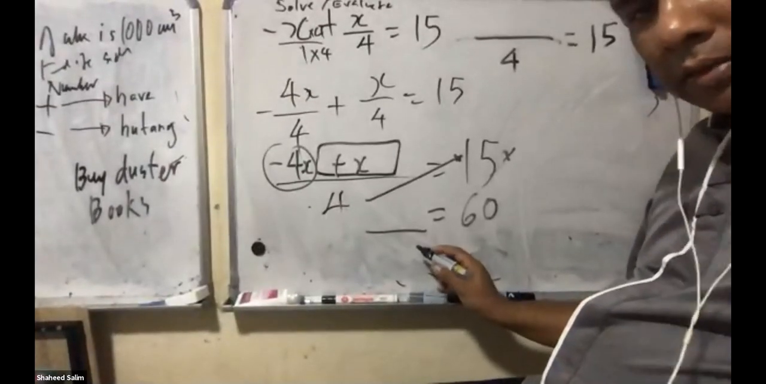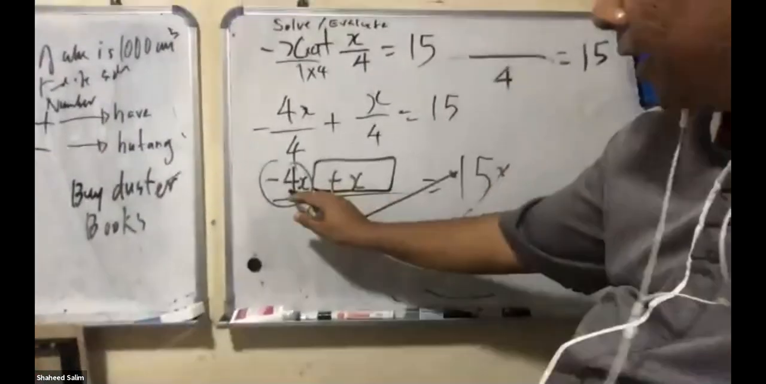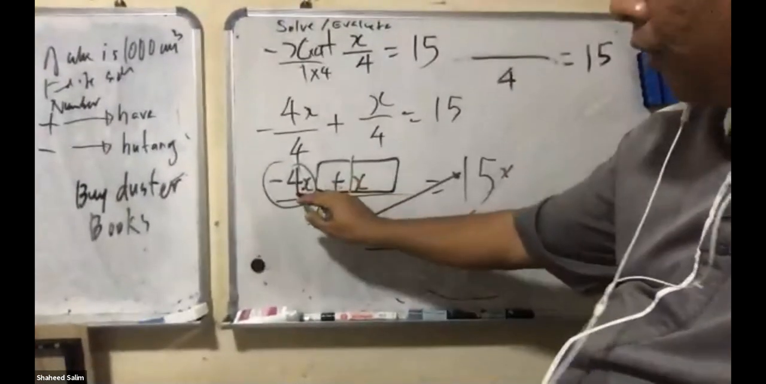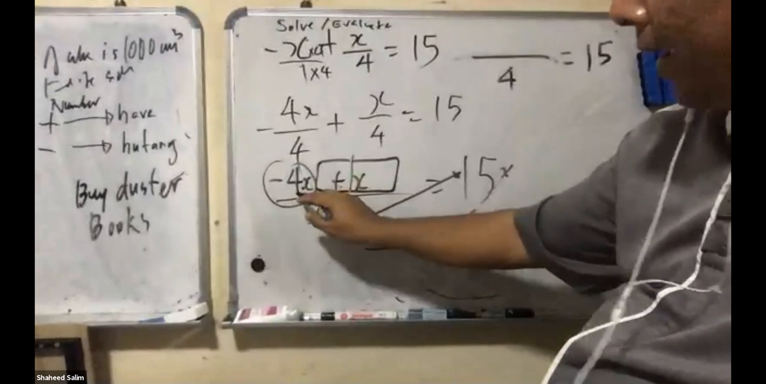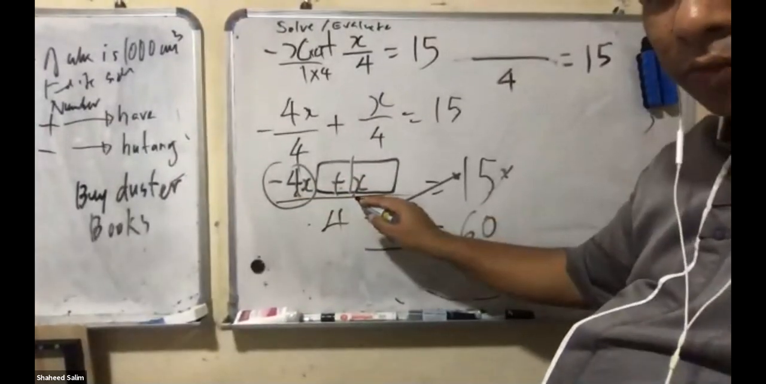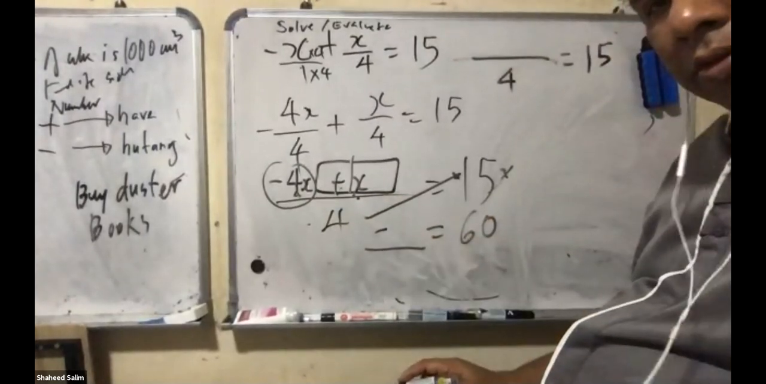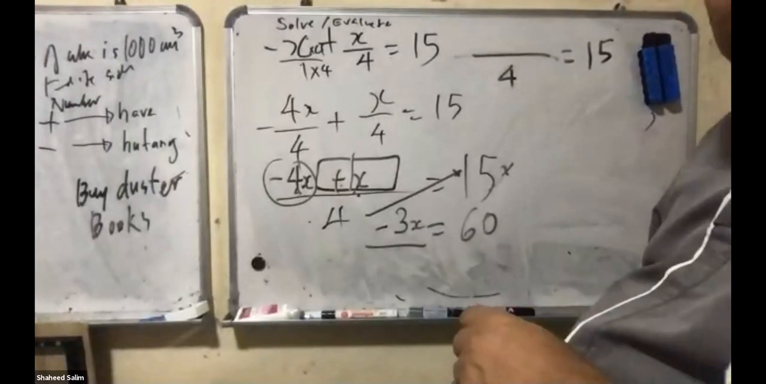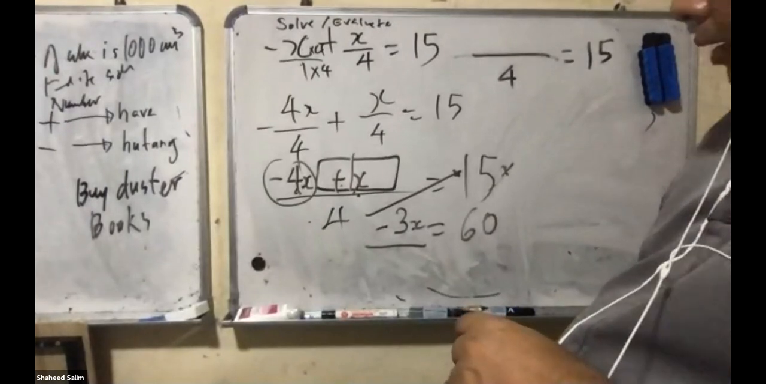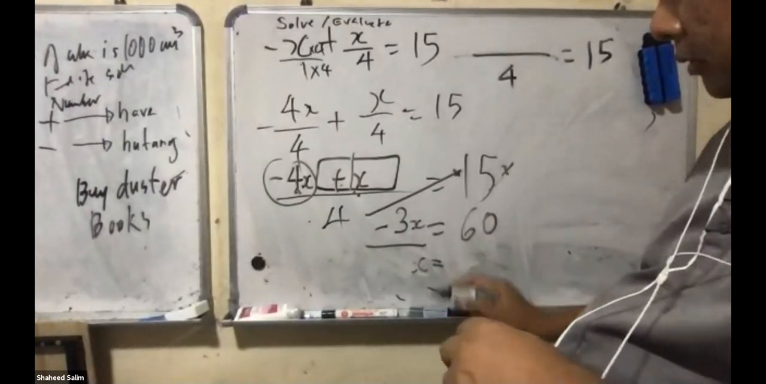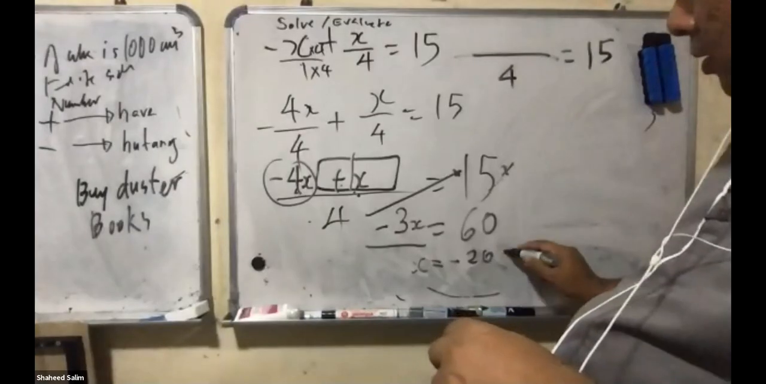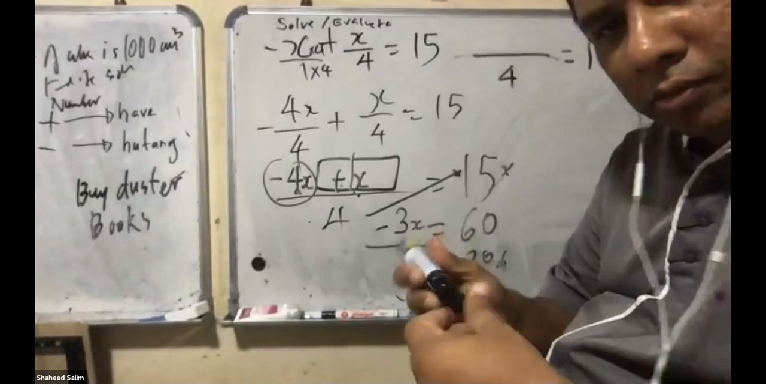X. But you see, minus 4x plus x. You owe 4x, you have 1x. What's your balance? You still owe 3x. Correct. Now, minus 3x equals 60, and so x is equal to minus 20.